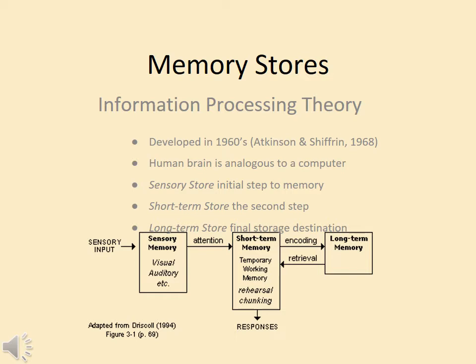Initially, you will have the sensory store, where you have your visual and auditory information. It's held for just a couple of seconds before it moves on to the second stage, where you give it attention. That would be known as the short-term store, right, the second step. And beyond that, you can encode it into the long-term memory, which is your final destination for memory and where you hold it for years.